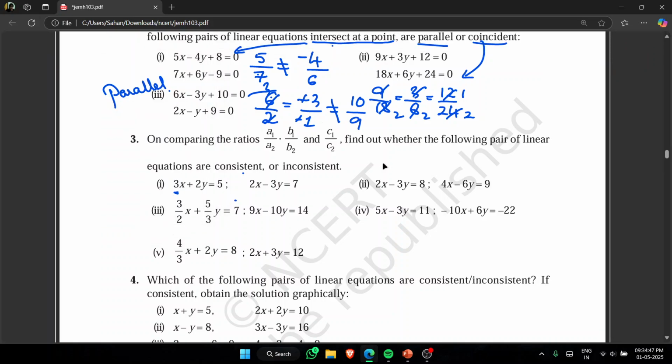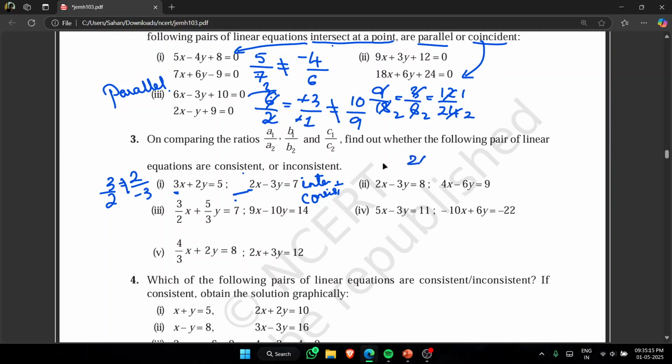Three by 2 equals 2 by minus 3. When a1 by a2 is not equal to b1 by b2, I will not check with c1 by c2, because I already got the condition. These lines are intersecting and it is consistent. It has one solution, so it is consistent.